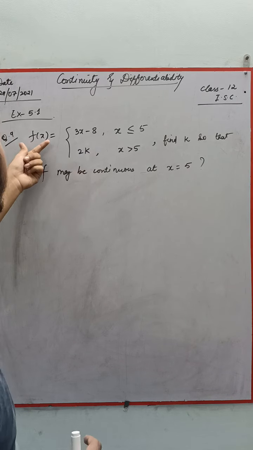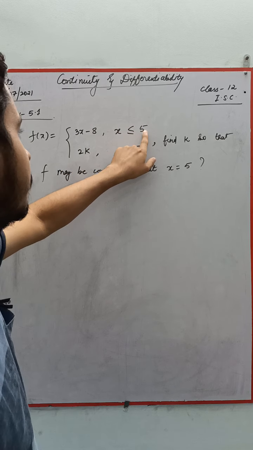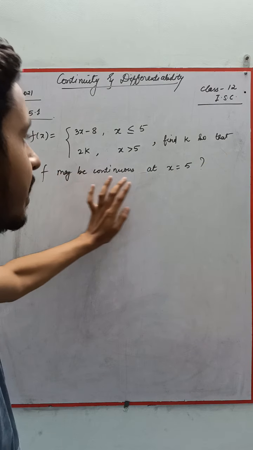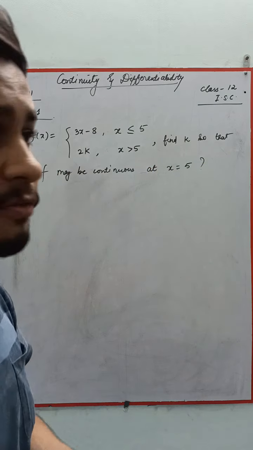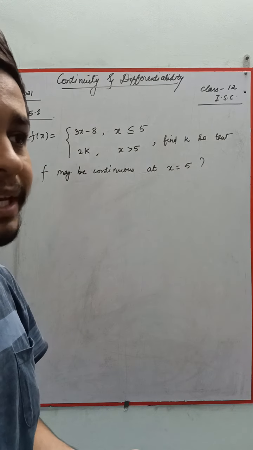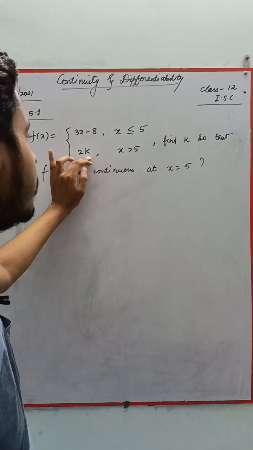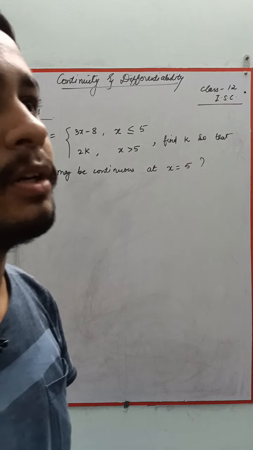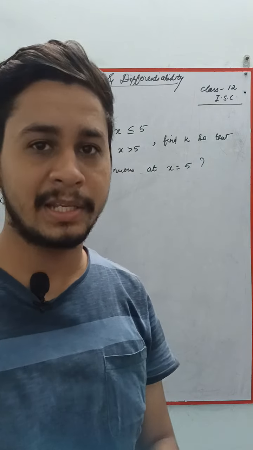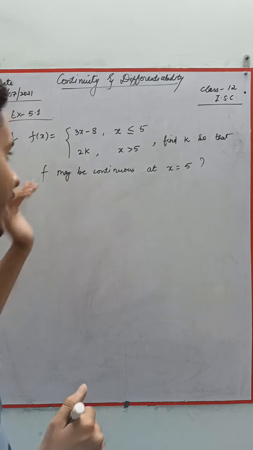So the question is: f(x) is given as 3x minus 8 where x is less than or equal to 5, and 2k where x is greater than 5. Find k so that f may be continuous at x is equal to 5. Now we are provided with one piece of information, that this function is continuous. So keeping in mind the condition for continuity, we'll be finding the value of k. We know that whenever a function is continuous, we can equalize its LHL, RHL and its value at that particular point. So let us do that.